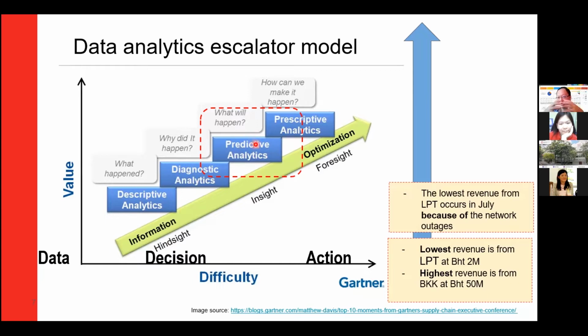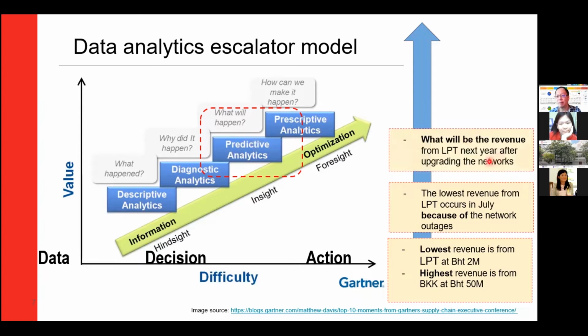After we do some research, we might find the revenue in Lampang next year will be maybe 5 million if we fix this network problem. Okay, if we fix the network problem, revenue will be higher, and higher by how much? Predictive analytics will answer that.